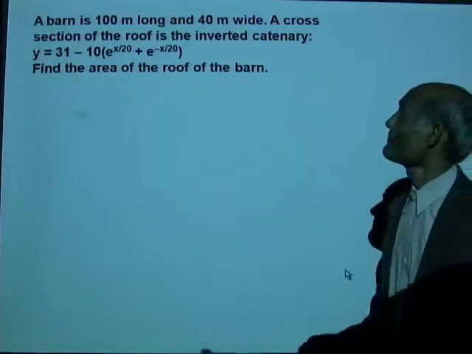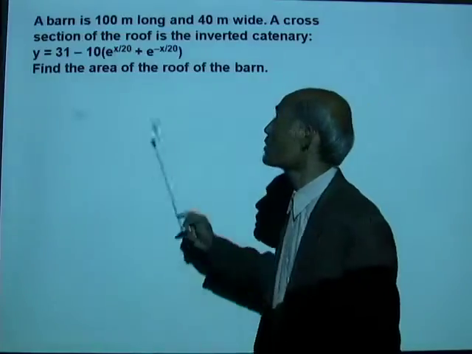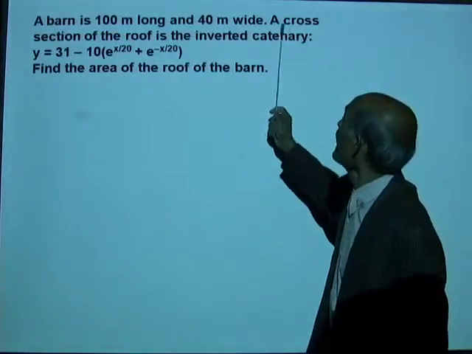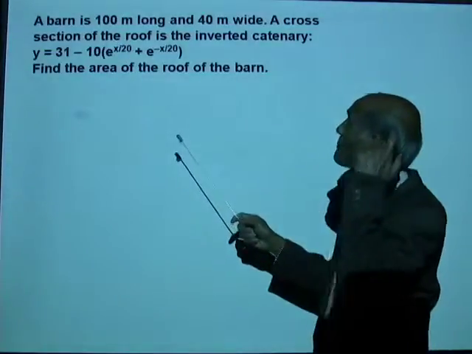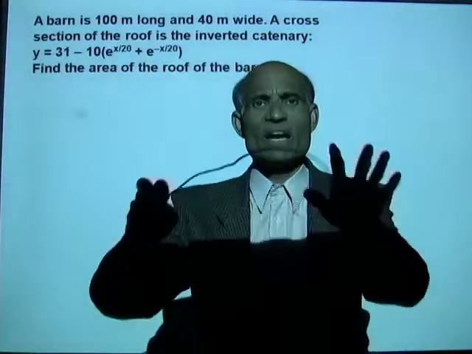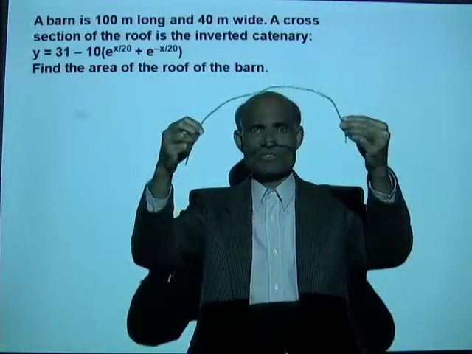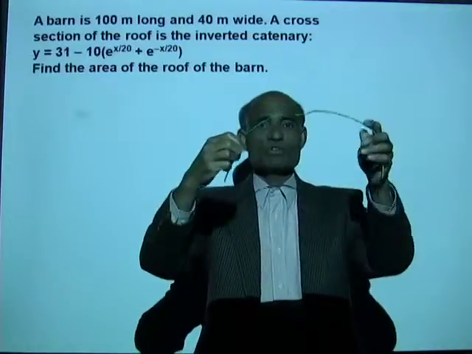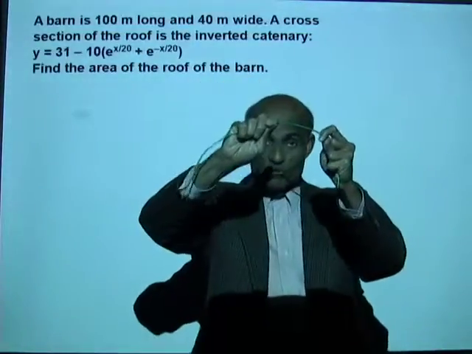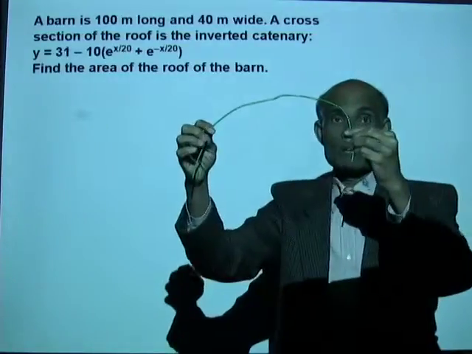Let's do another one. A barn is 100 meters long, 40 meters wide. A cross-section of the roof is an inverted catenary. An inverted catenary is something like this. You see, when you put the barn, the roof will be over there, and when you look from one side, what you see is the inverted catenary.